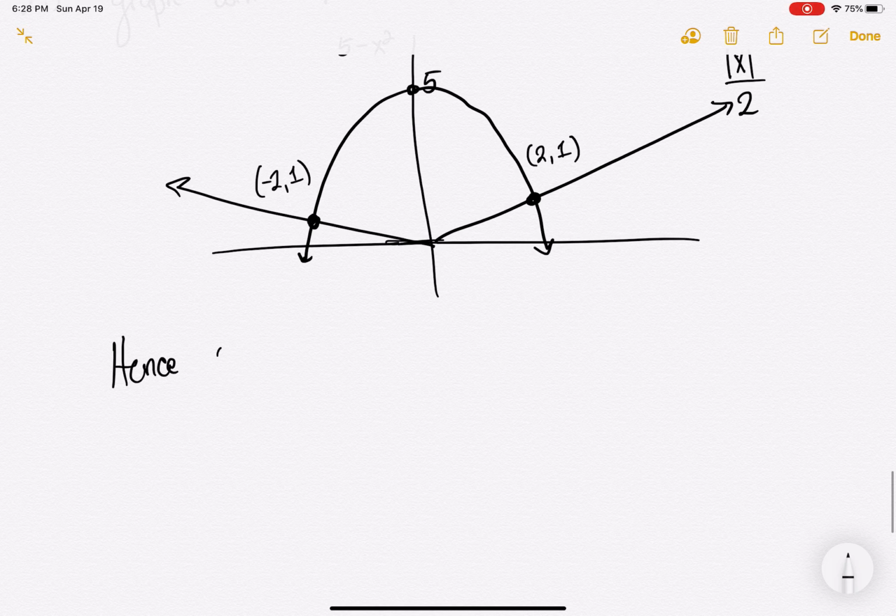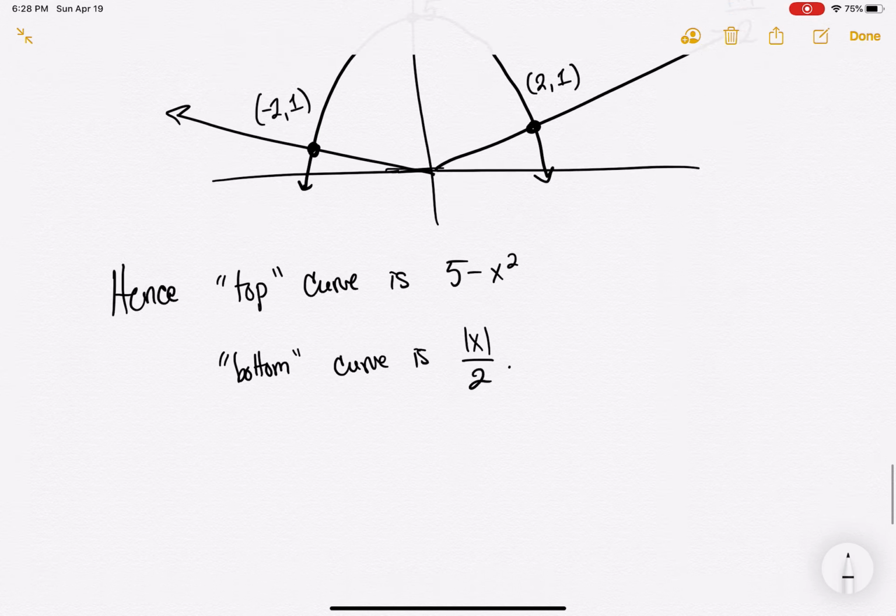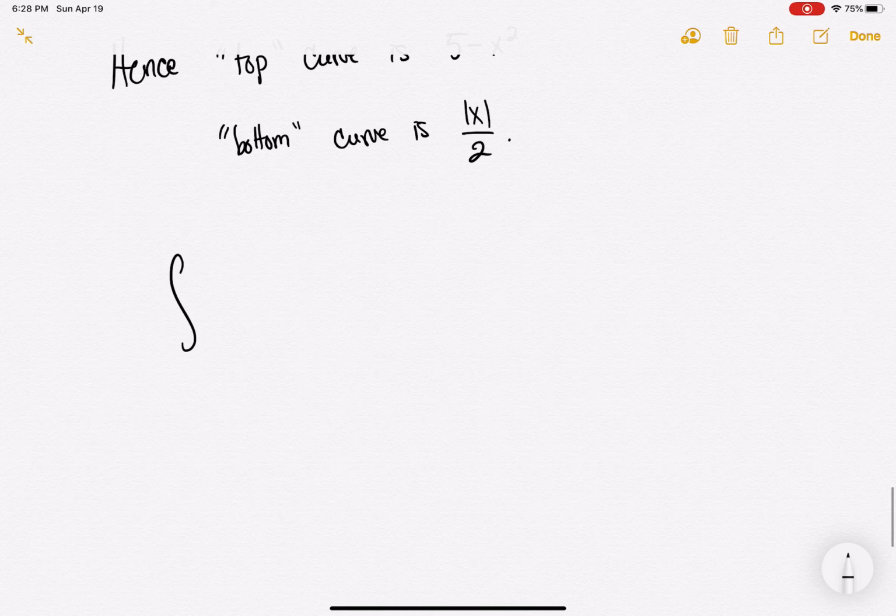Hence, the top curve is 5 minus x squared. The bottom curve is absolute value of x over 2. This gives us our integral from -2 to 2 of 5 minus x squared minus absolute value of x over 2 dx.